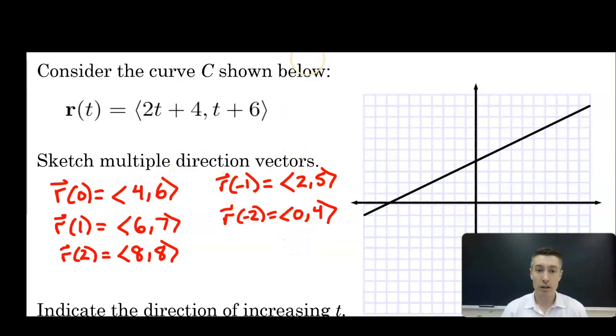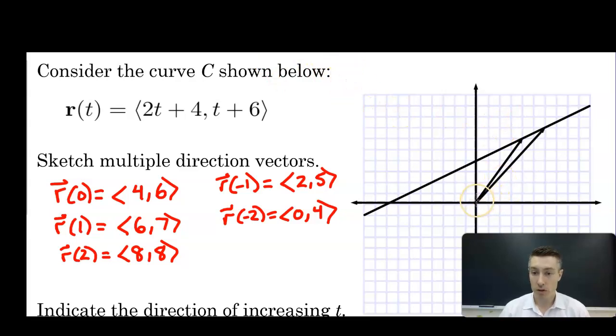Okay, so sketching these, I will use the arrow tool so the vectors look nice. So r of 0, so we'll start at the origin, and we go 4, 6. And what you'll notice, starting at the origin and going 4, 6, we wind up at a point on the line. And then r of 1, 6, 7. So 6, 7, similar result. Let's see if I can move that arrowhead just a little bit better. There we go.